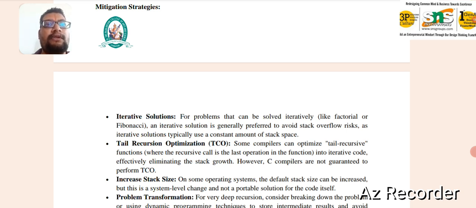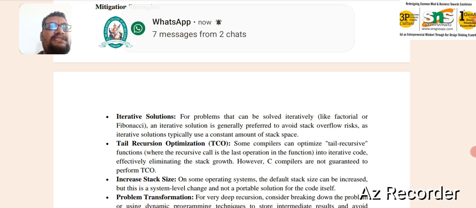Today I'm going to talk about mitigation strategies, in which we are going to see about recursion. In mitigation strategies, there are iterative solutions, tail recursion optimization, increased stack size, and problem transformation. In an iterative solution, for problems that can be solved iteratively, like factorial, Fibonacci, etc., an iterative solution is generally preferred to avoid stack overflow risk, as iterative solutions typically use a constant amount of stack space.